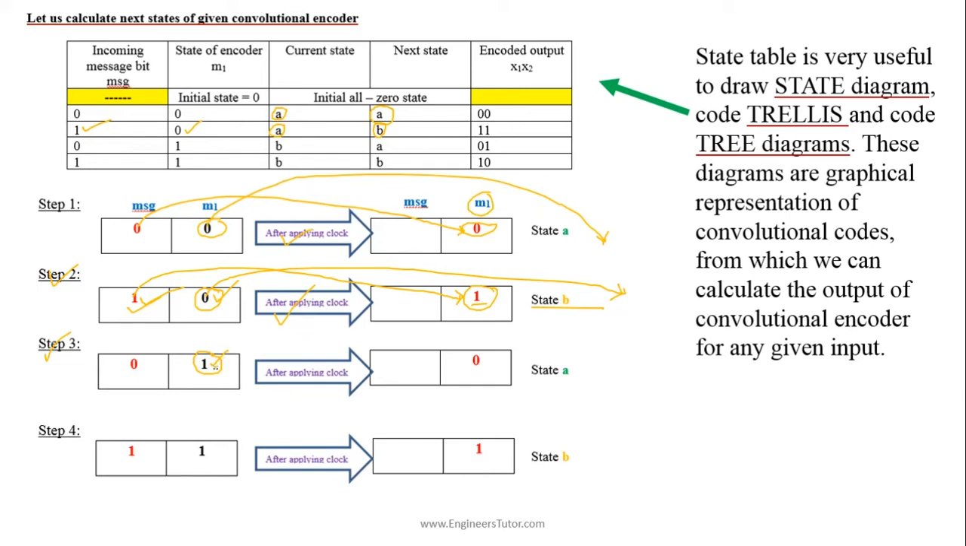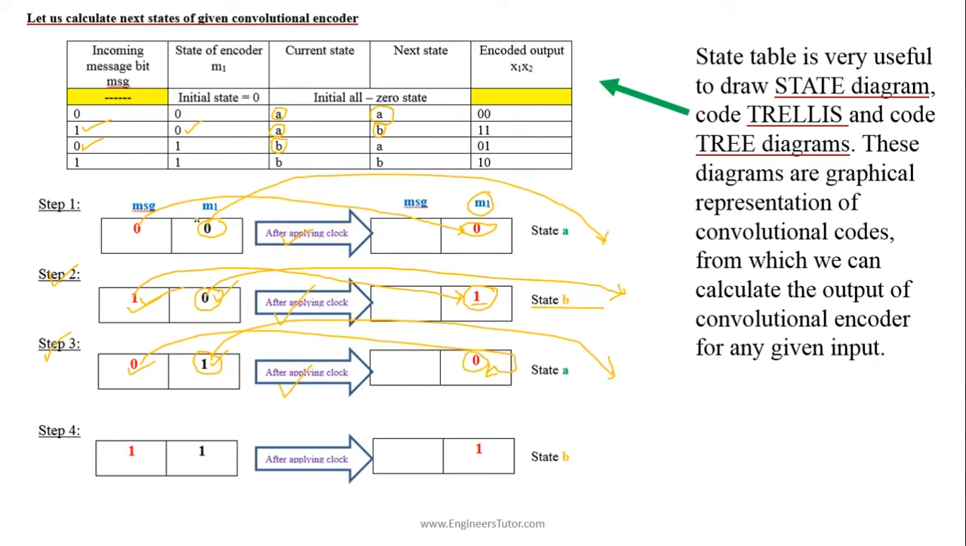It is at state B. It is at initial state B, and we assume the incoming bit is 0. After applying the clock pulse, this 1 gets discarded. This 0 comes to M1. So this is nothing but state A.